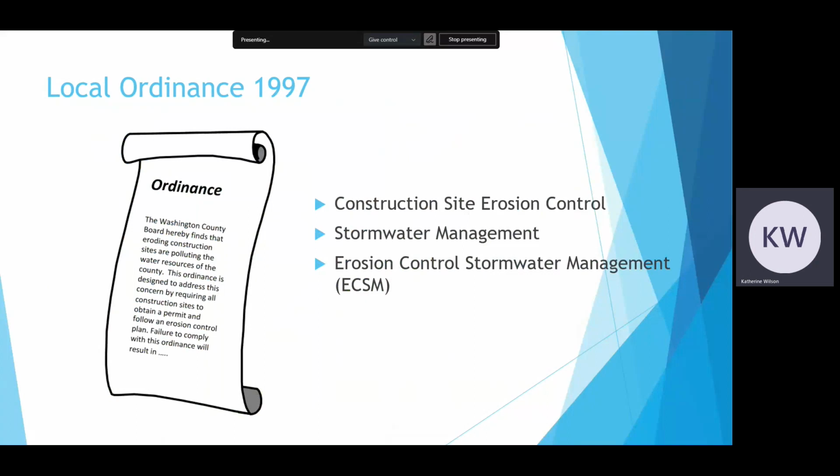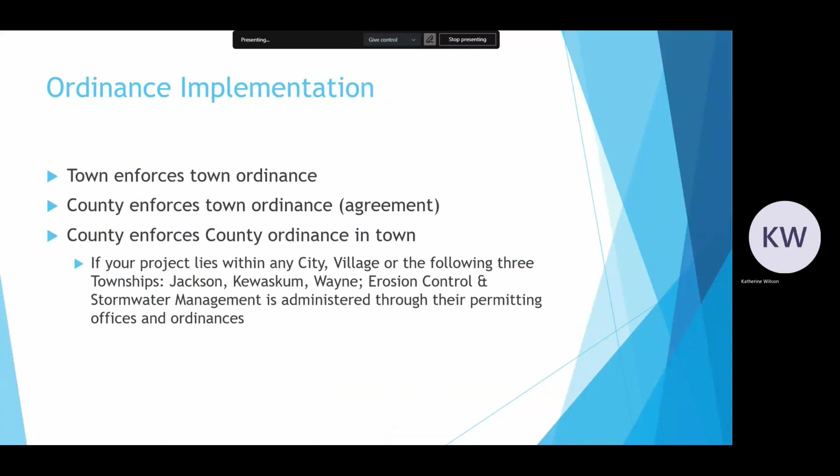Currently, the stormwater ordinance requires every development or subdivision that implements a stormwater practice to state who will maintain the stormwater practice and requires a recorded maintenance agreement. Who implements these ordinances? In Washington County, we have town zoning. We let each town decide. They could either adopt the county's model erosion control and stormwater management ordinances or create their own.